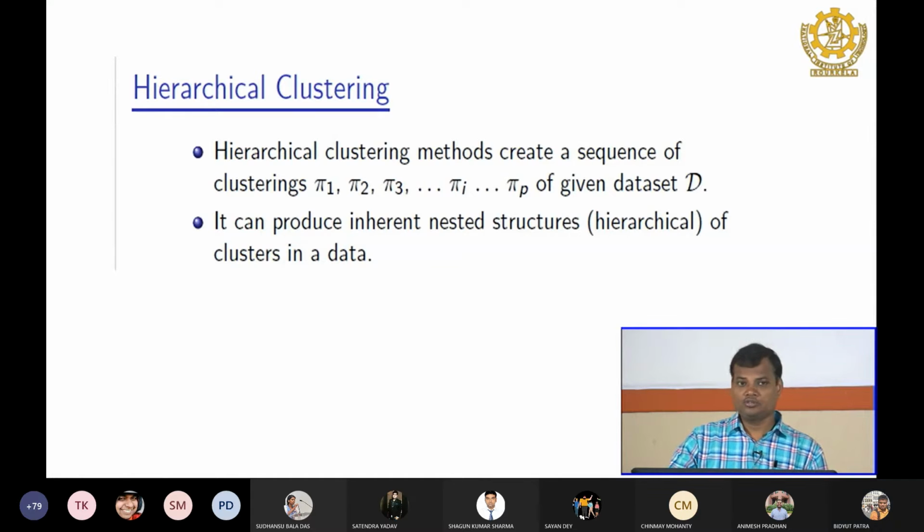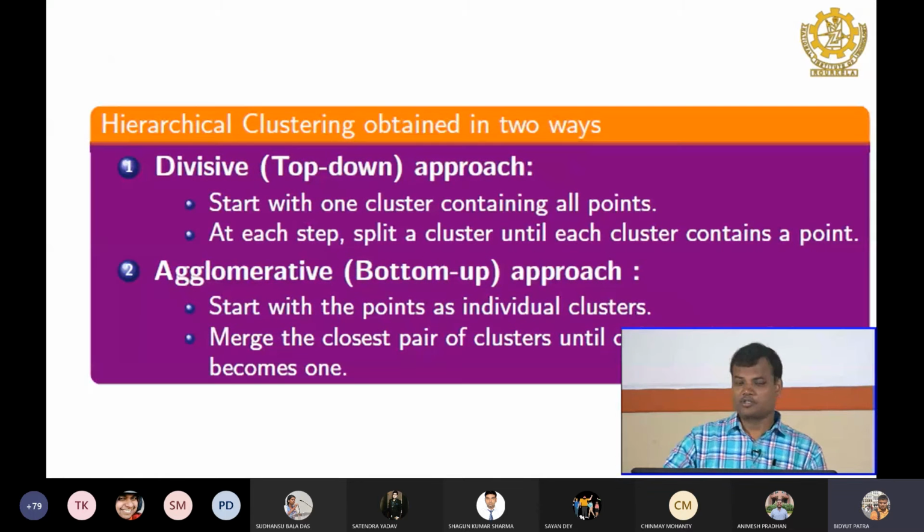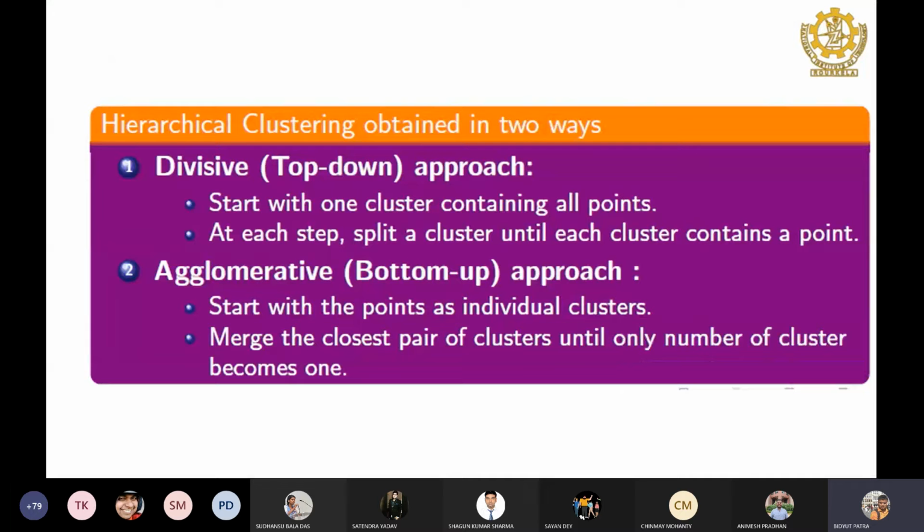Okay, so we move forward. This hierarchical clustering approach, as I said, forms a hierarchy, and this hierarchy of the clusters can be formed in two ways. One is something called the divisive approach. Divisive approach means you start with one cluster containing all the points.